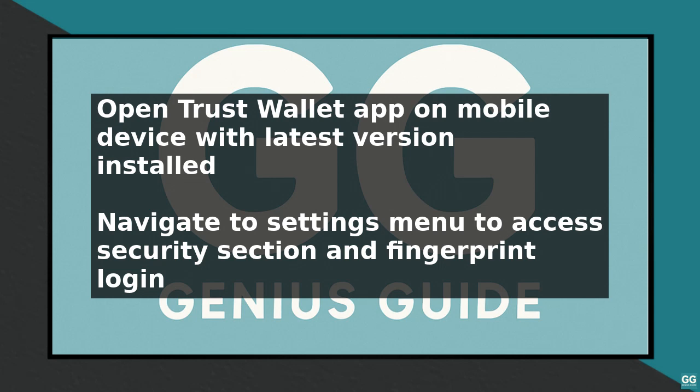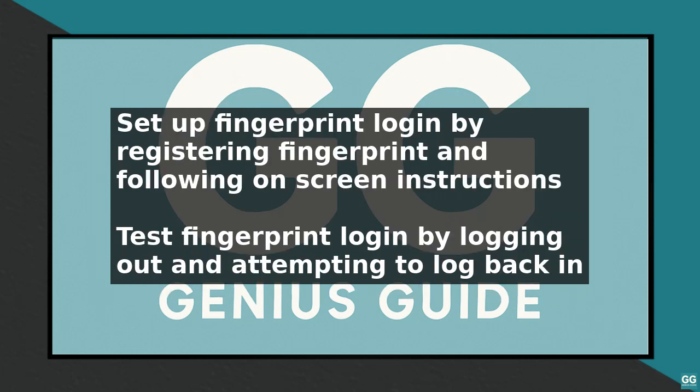Next, navigate to the Settings menu, usually represented by 3 horizontal lines or a gear icon, depending on your device. Scroll down to the Security section and select Fingerprint Login. If you have not already set up Fingerprint Login, follow the on-screen instructions to register your fingerprint.